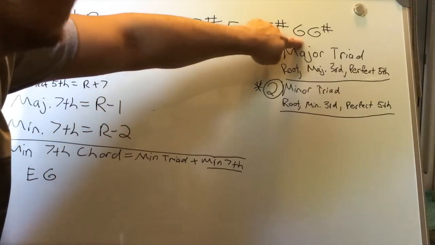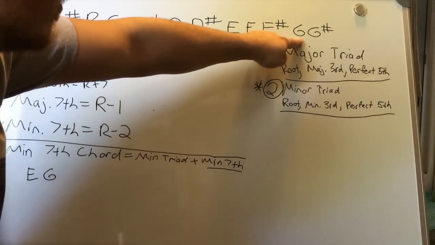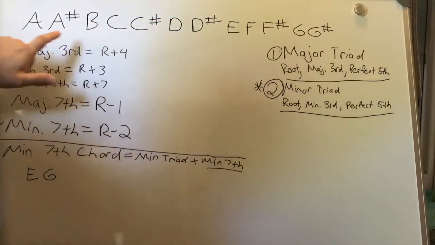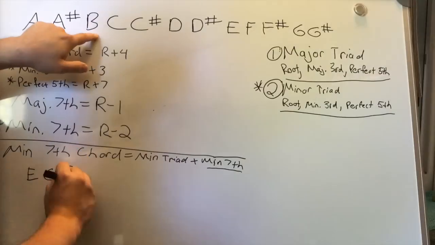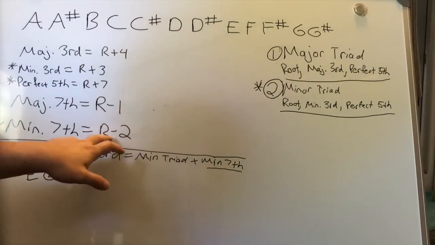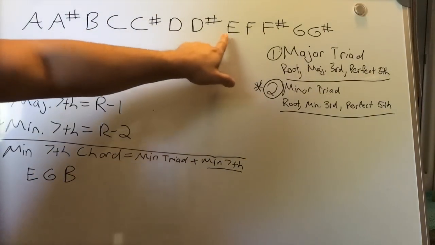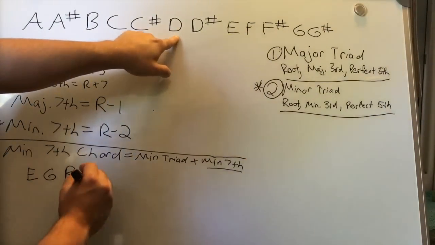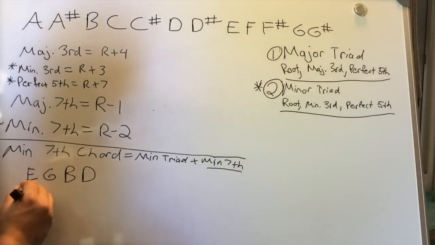I wrote that down. And a perfect 5th is plus 7. We already went 3, so we're going to go 4, 5, 6, 7. That's our perfect 5th. Minor 7th is root minus 2. So minus 1, minus 2. And there is an E minor 7th.